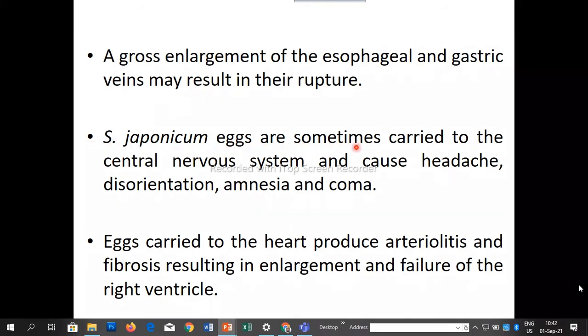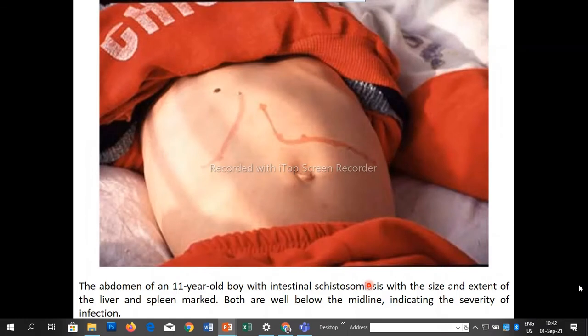Japonicum eggs are sometimes carried to the central nervous system and cause headache, disorientation, amnesia, and coma and death. Eggs carried to the heart produce arteriolitis and fibrosis, resulting in enlargement and failure of the right ventricle. Those are the mesenteric veins.